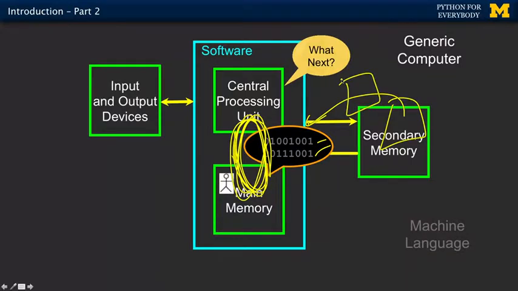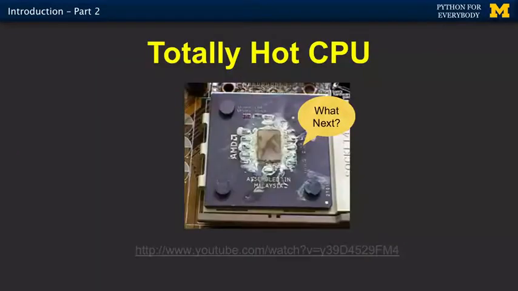The software that does this translation is either called a compiler or an interpreter, and we could talk more about that when you become more of a computer scientist. But for now, we're going to worry about how to write this code, and the rest of this is going to fall by the wayside as we go forward.